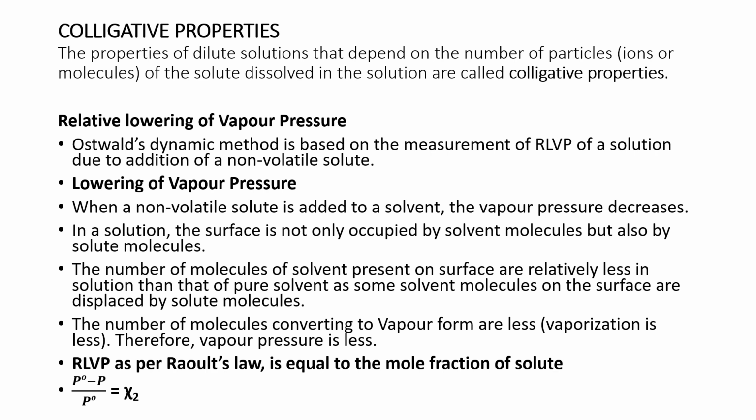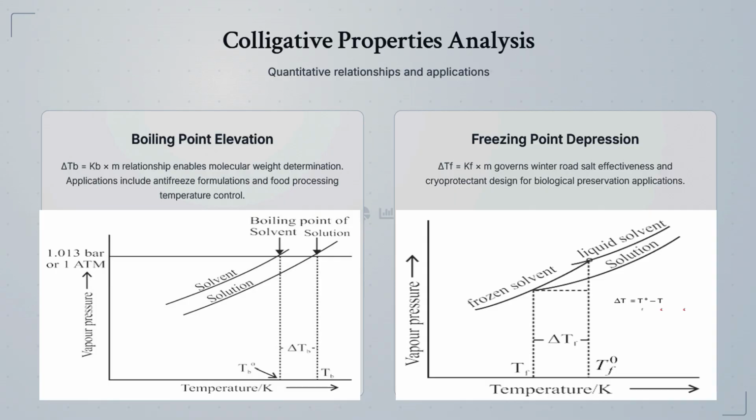We've got four main ones. 1, relative lowering of vapor pressure. We just covered that. Adding solute lowers VP. Correct. 2, elevation in boiling point, ΔTb. Solutions boil at a higher temperature than the pure solvent. The elevation is proportional to the molality m of the solution. ΔTb equals Kb m. Kb is the molal elevation constant or ebullioscopic constant, specific to the solvent. Okay, higher boiling point. Makes sense if the vapor pressure is lower.